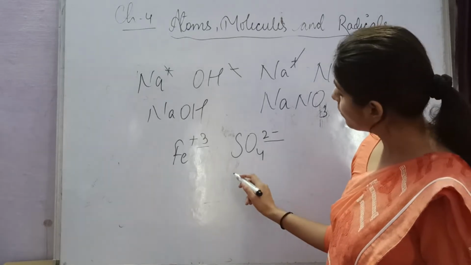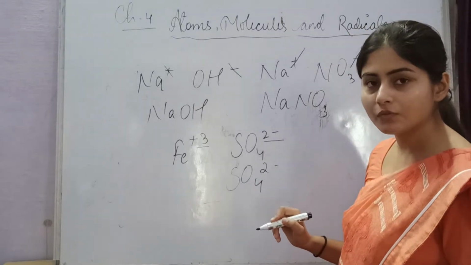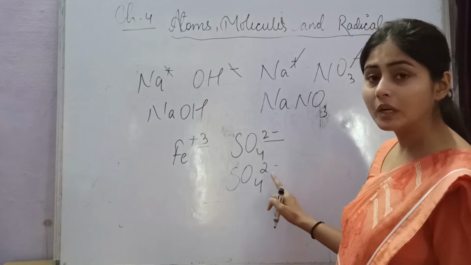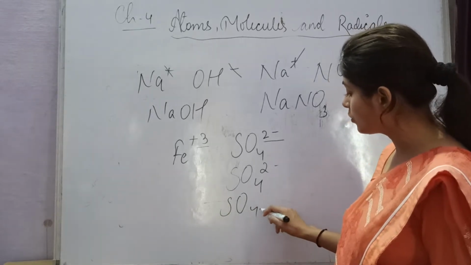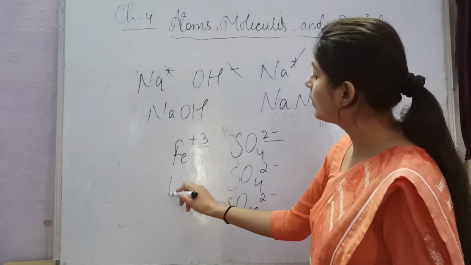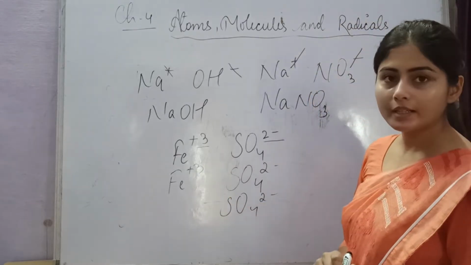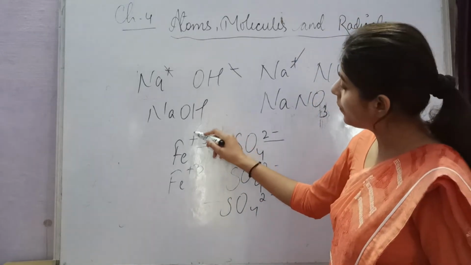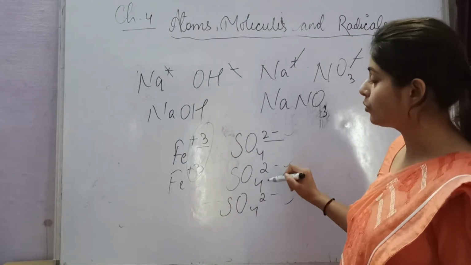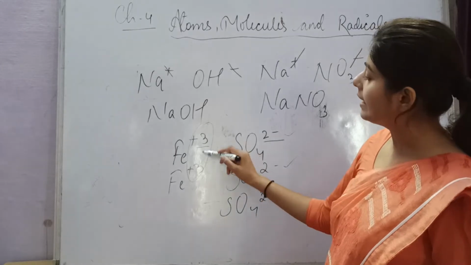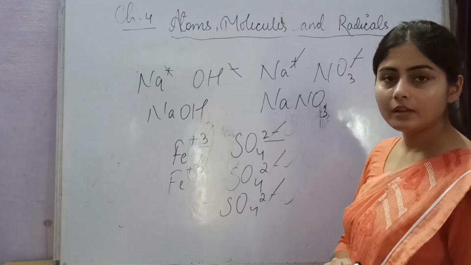Okay, let's take one more sulfate group, SO4. It has 2 negative charge, right? The charge is fixed, you can't increase or decrease the charges. So let's take one more sulfate group, SO4, 2 negative charge. Now take one more iron, which has one more +3 charge, right? Now you can see here 6 positive charge and 6 negative charge, 2, 2, 2. The 6 negative charge and 6 positive charge can cancel each other.